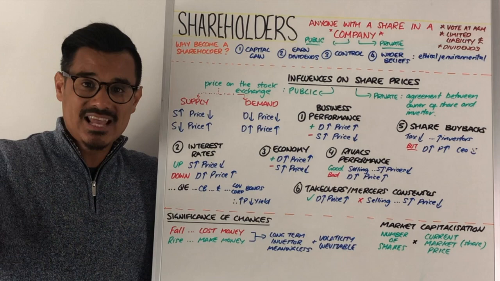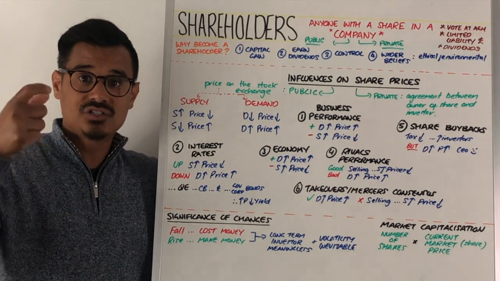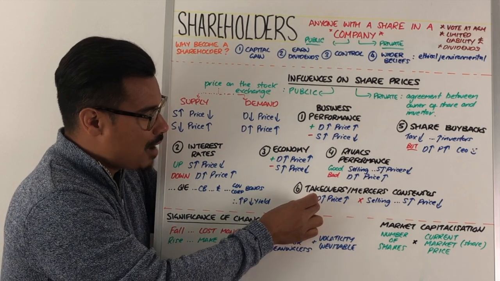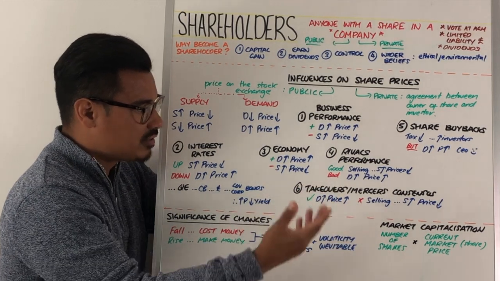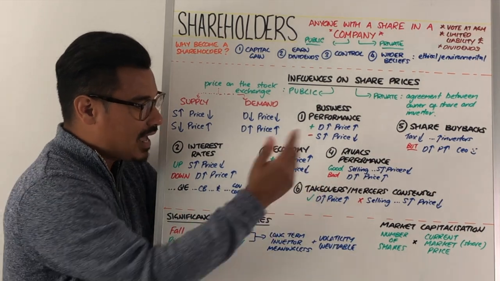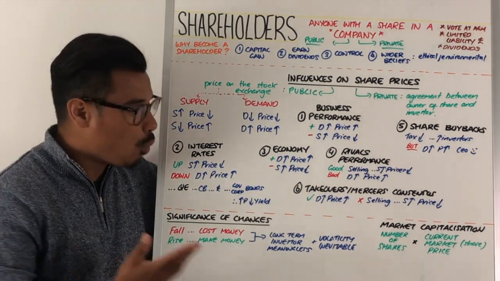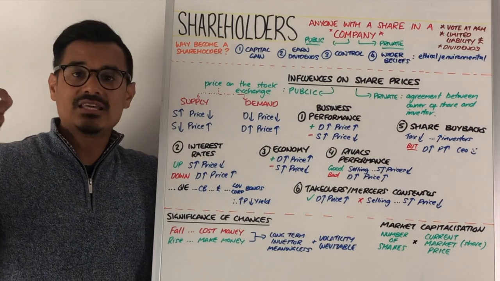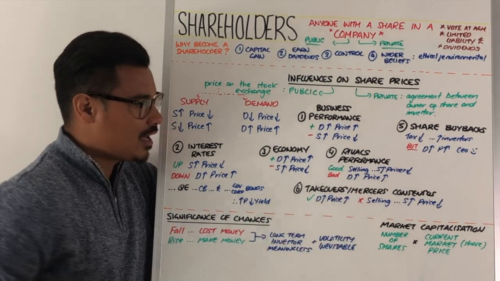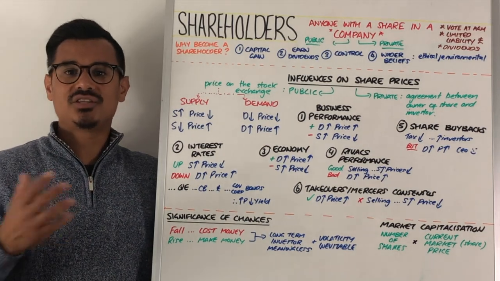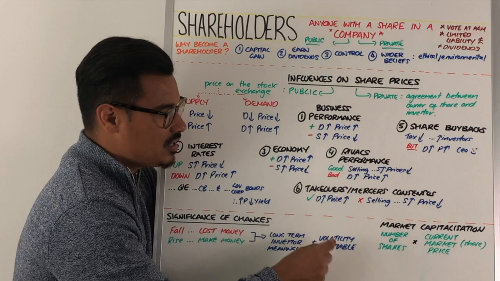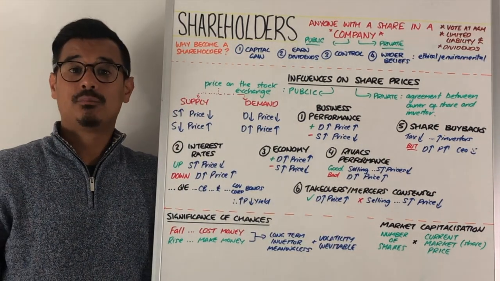Number six is takeovers and mergers. What matters is the general consensus on those takeovers and mergers, or news of them, or expectation of them. So if the markets believe that a takeover or merger looks like it's going to be a good one, then you might see an increase in demand and an increase in price in those shares, or one of those shares, whichever one the consensus is that it's going to help. But on the other side, if there's a takeover and merger and the market doesn't feel like it's a great idea, it may lead to a sell-off, therefore increasing supply and reducing price.